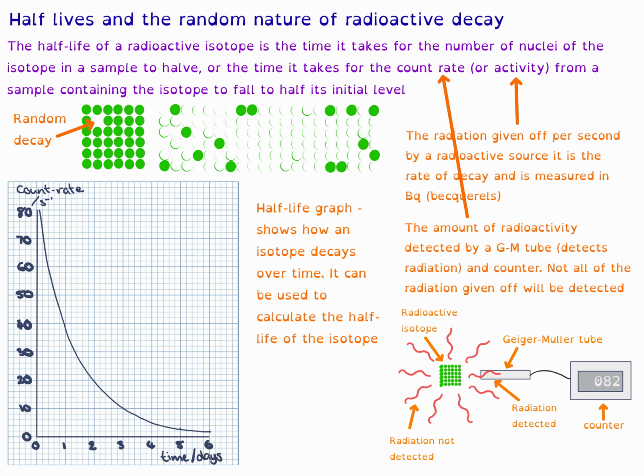A half-life graph shows how an isotope decays over time. It can be used to calculate the half-life of the isotope. You go to the top of the graph. Here we've got 80, our count rate is 80. Half of that is 40, so you go down to 40. That was the amount that will be left after one half-life. Go across to your line and then go down, and our half-life of this particular isotope is 1 day.